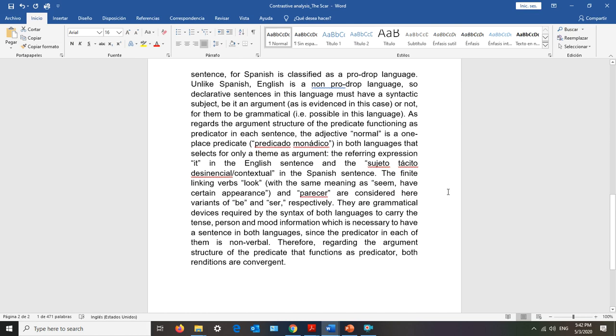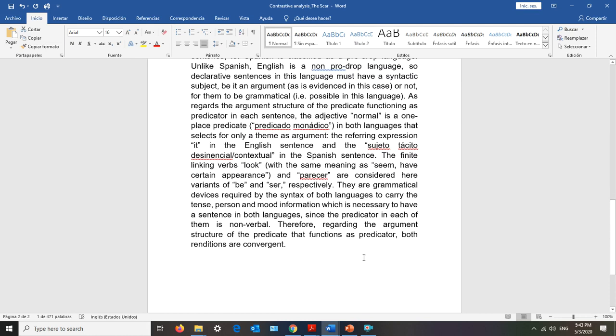The finite linking verbs look, with the same meaning as seem, have certain appearance, and parecer, are considered here variants of be and ser respectively. They are grammatical devices required by the syntax of both languages to carry the tense, person, and mood information which is necessary to have a sentence in both languages, since the predicator in each of them is non-verbal. Therefore, regarding the argument structure of the predicate that functions as predicator, both renditions are convergent.